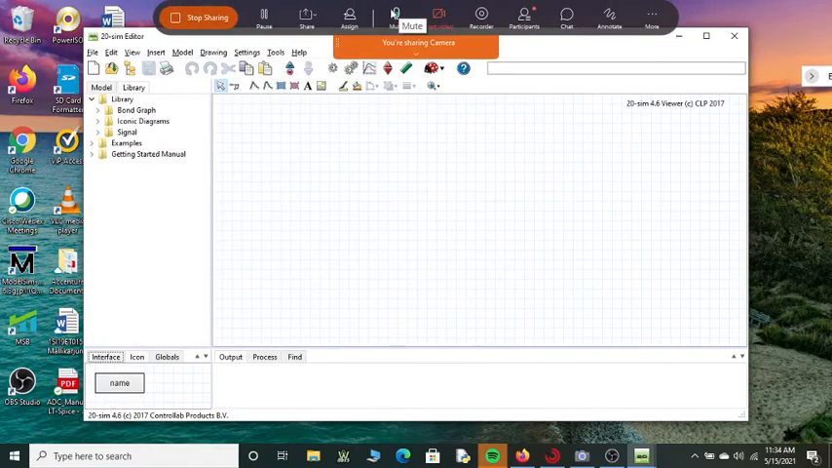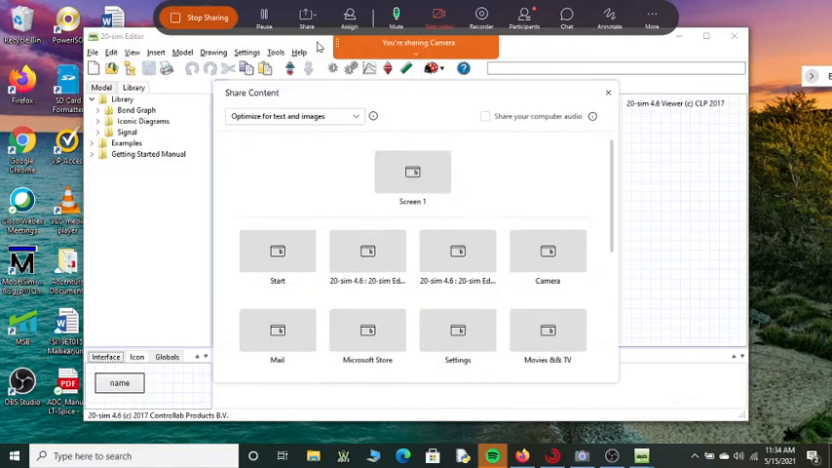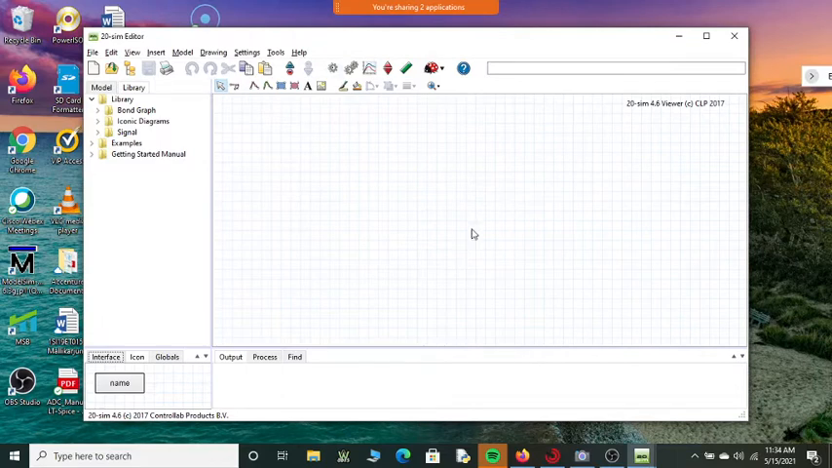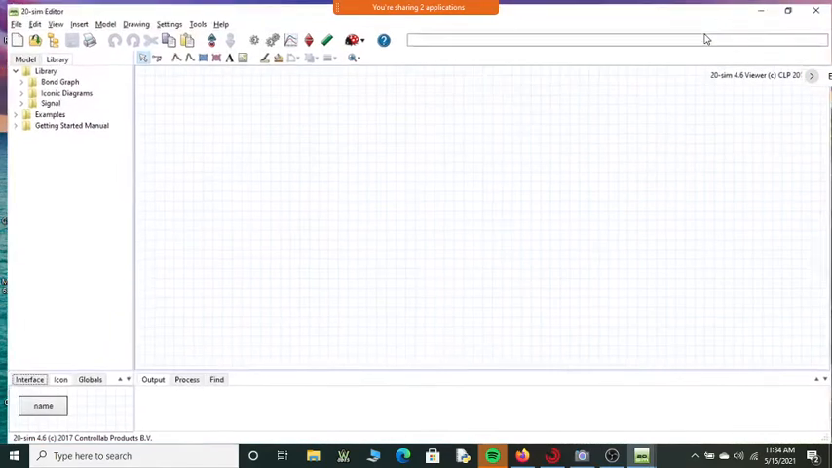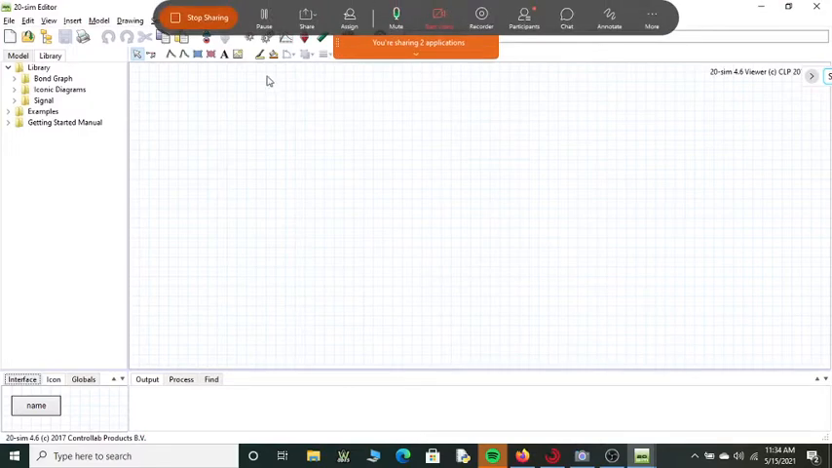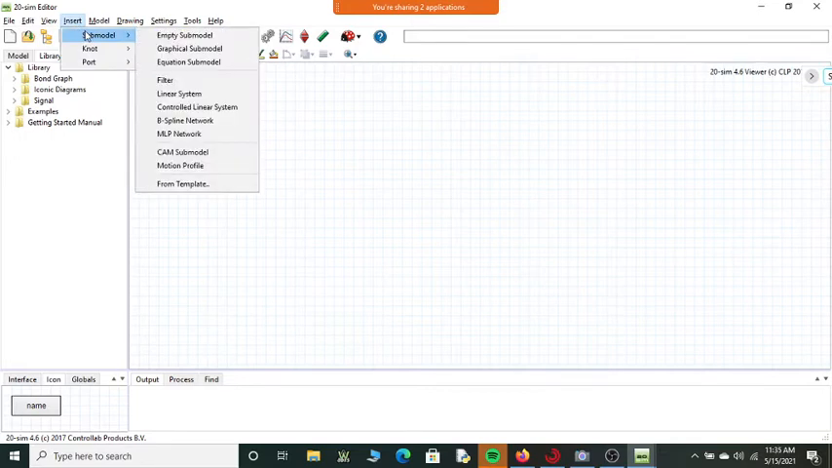Okay, let me share this with you. I hope you people can see this 20-sim. Is it visible? Okay, now in this 20-sim, we are able to simulate all of this stuff, whatever we are discussing now. Let us first go to this insert submodel.